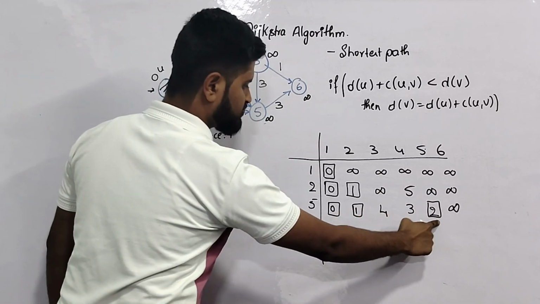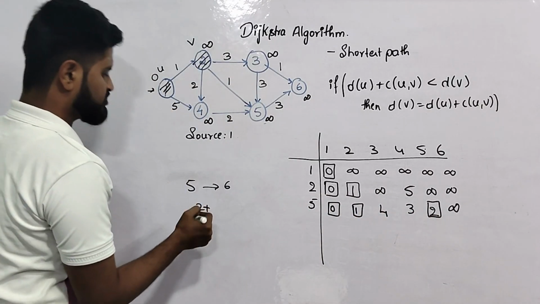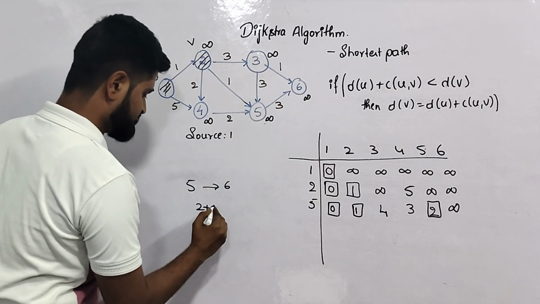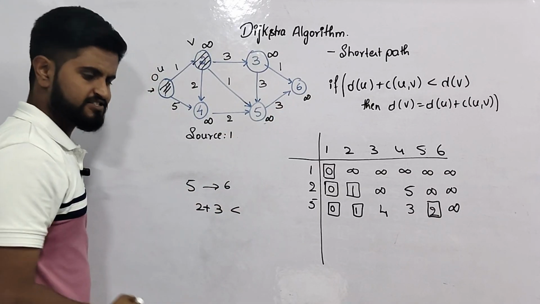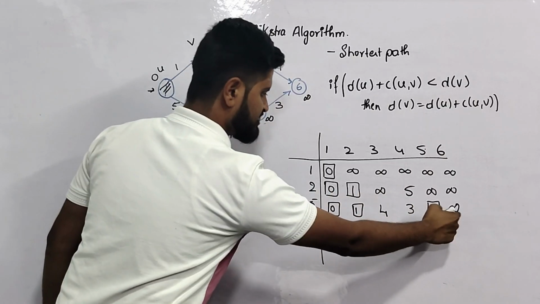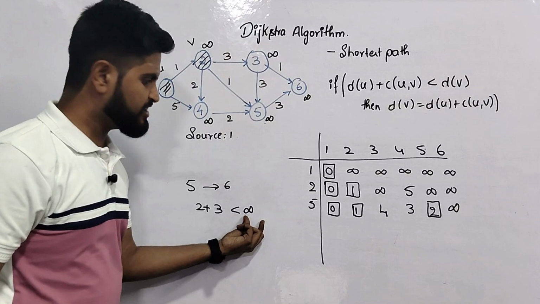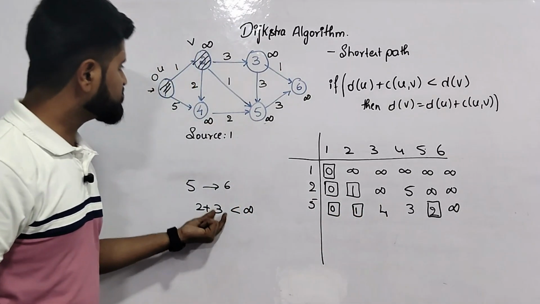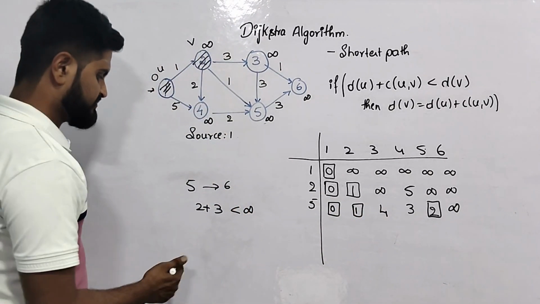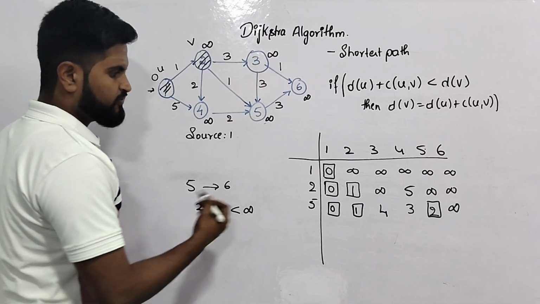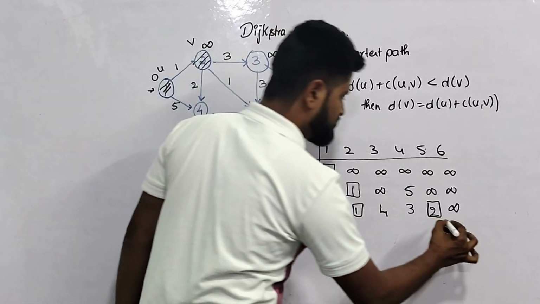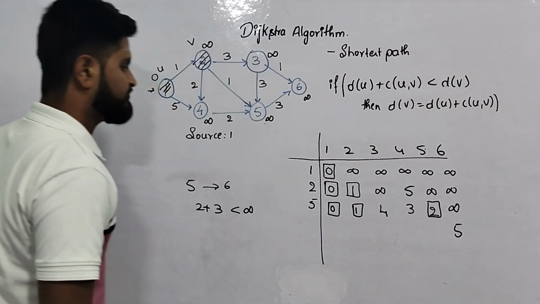Initial value of the fifth node is 2, plus the cost of moving from 5 to the 6th node is 3, which must be less than the initial value of 6. What is the value of 6? Infinity. D of u and D of v you must see in this table. Cost you can see in this diagram like this. So 3 plus 2 will be 5. 5 or infinity, which one is the smaller one? 5 is the smaller one. So I will write 5 here.